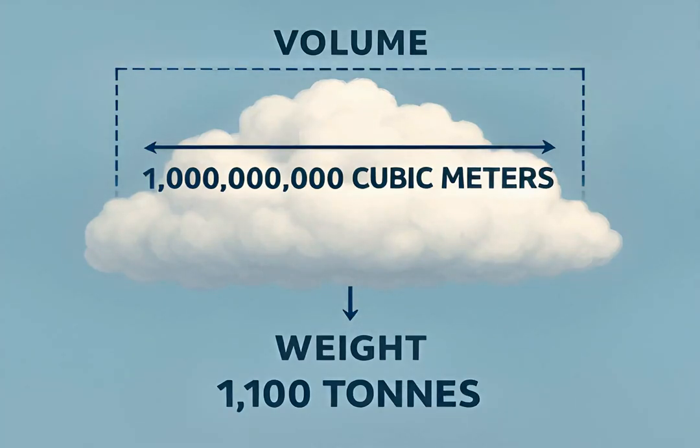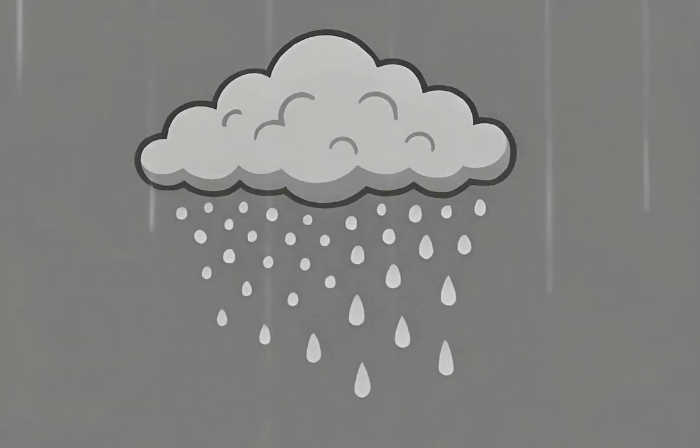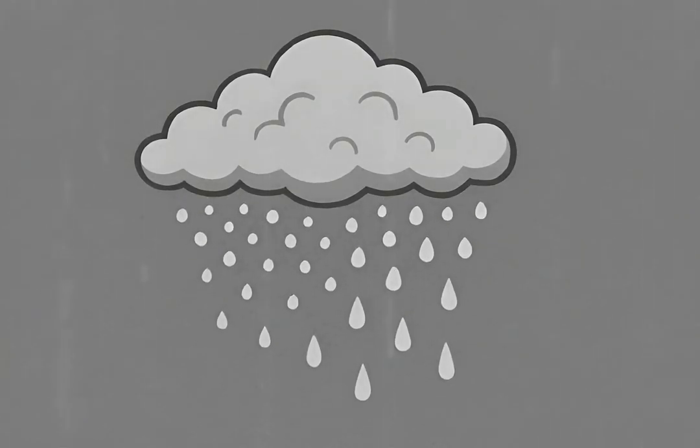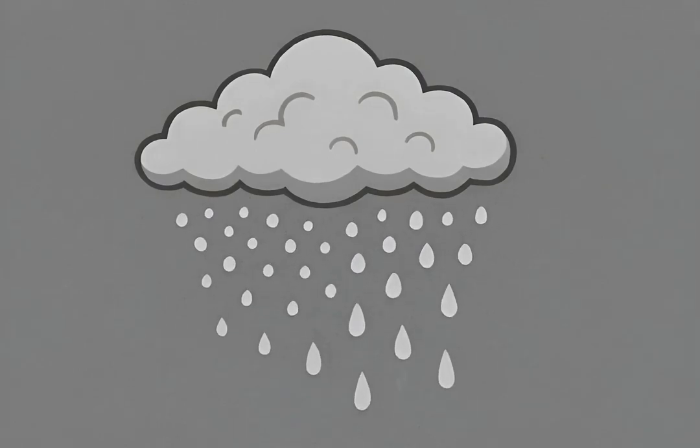A cloud's total water content is immense, but that weight is spread over a vast volume, making the overall cloud system less dense. Like dust motes floating in a sunbeam, they're heavy enough to fall, but air currents and their tiny size keep them suspended. Clouds fall as rain when tiny droplets collide, merge, and become too heavy. Air resistance and updrafts can no longer support them.